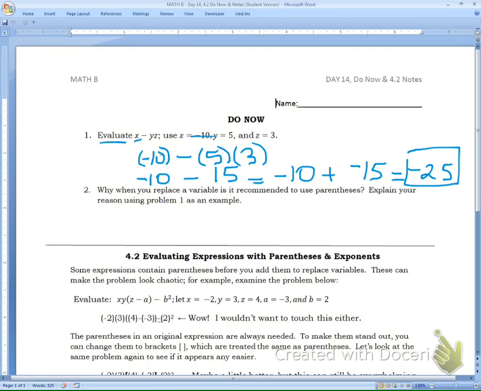If I don't use those parentheses, let me show you what the problem looks like. I replaced some of my variables, didn't I? But look at the problem. It looks like I'm saying -10 minus 53, instead of 5 times 3. So why do we replace variables that recommend to use parentheses? Say otherwise.